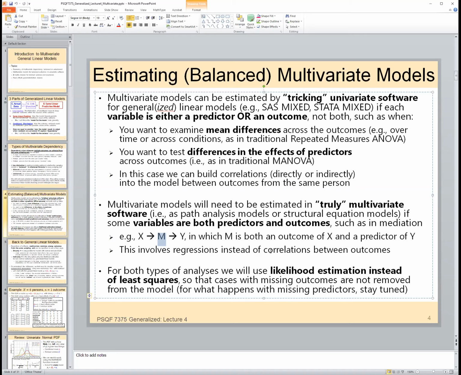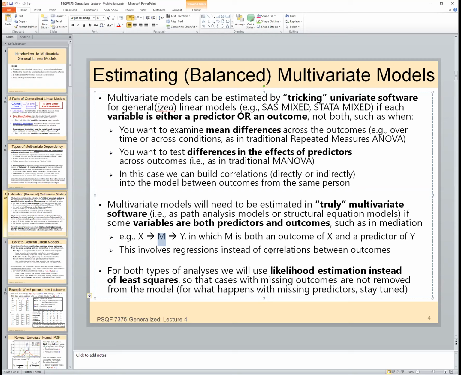What is common across all of these is the continued use of likelihood estimation. So we are trying to find the parameter values that make the data most likely for the entire sample, and then using that sum of the individual log likelihoods to compare models that have more things in them or fewer things in them.